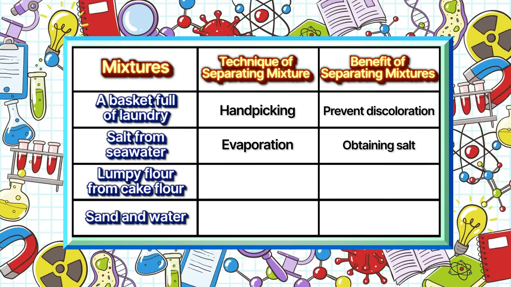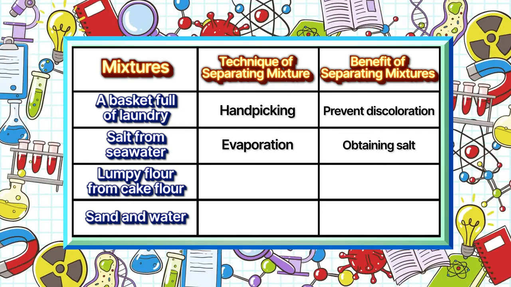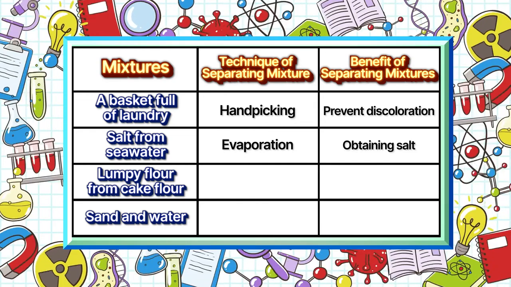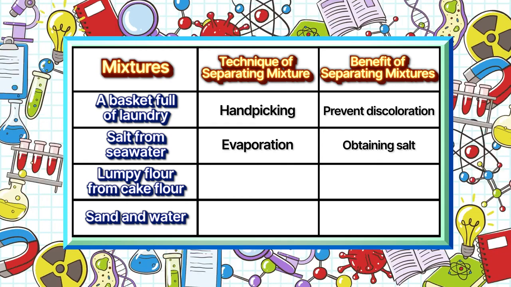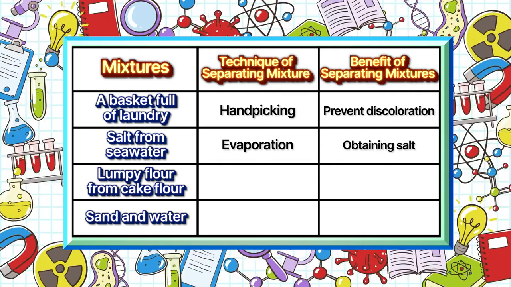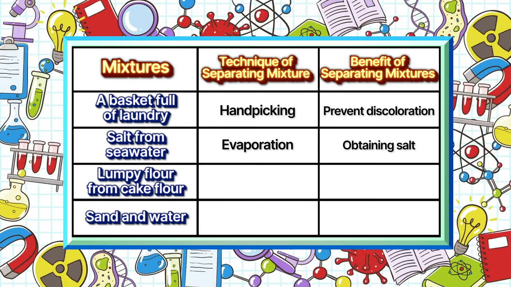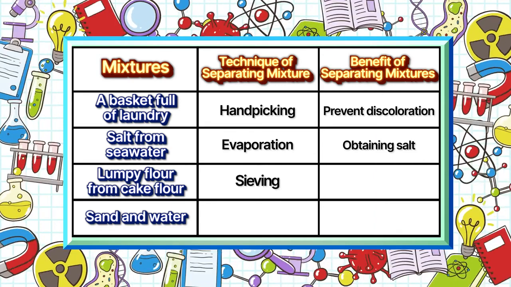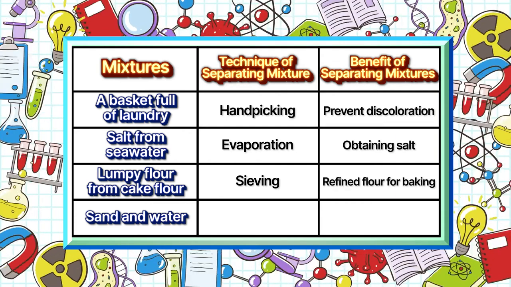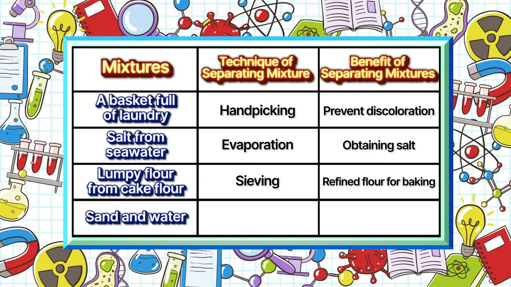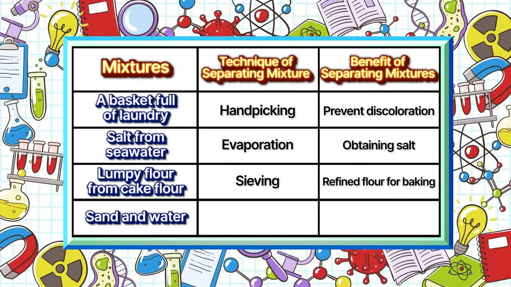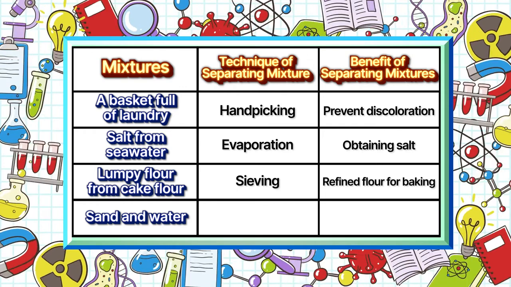What is the technique used to separate the lumpy flour from cake flour? What is the benefit of separating it? Very good! The technique used to separate lumpy flour from cake flour is sieving. Separating lumpy flour from cake flour through sieving is important to obtain a refined, smooth, and light mixture for baking.